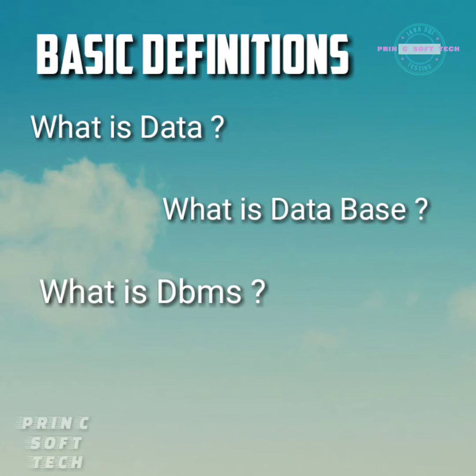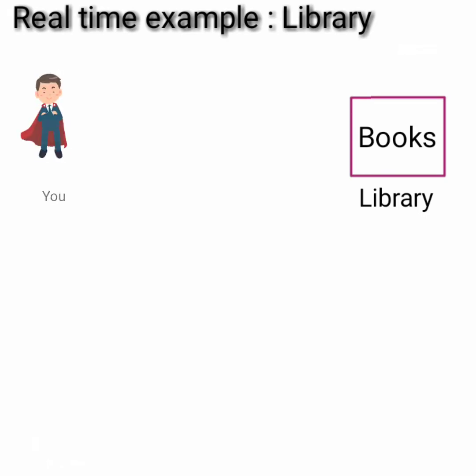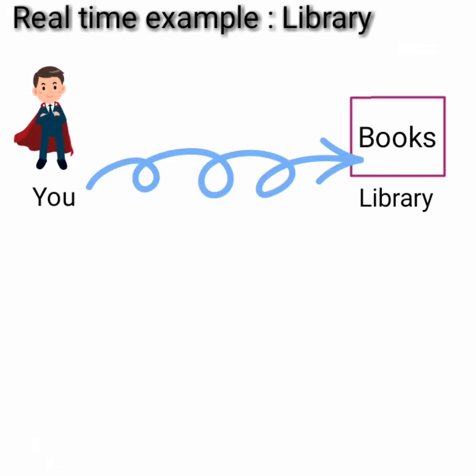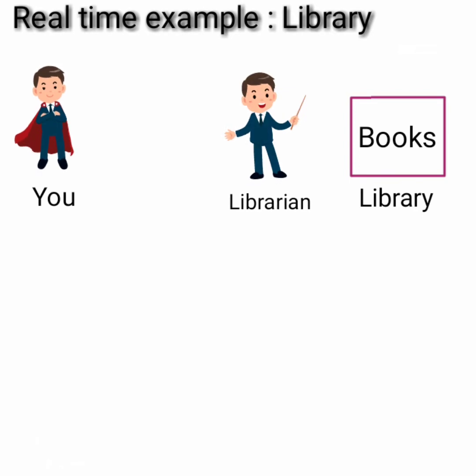For better understanding of data, database and DBMS, let us consider a real-time example. A library is a collection of books. If you want a book from a library, you can't go directly to the library and get it. There are some rules and regulations in order to get a book from the library. First of all, you have to consult with the librarian. The librarian helps us to get books from the library.